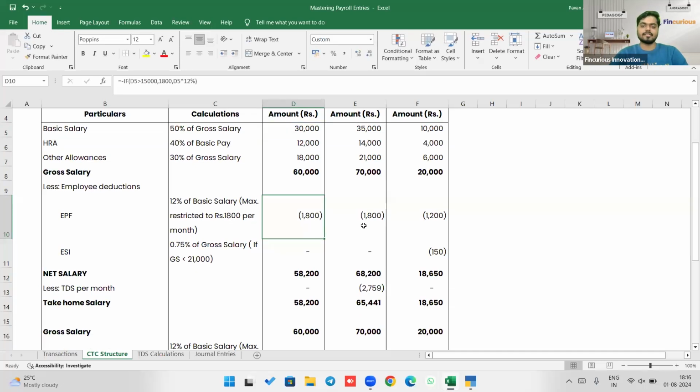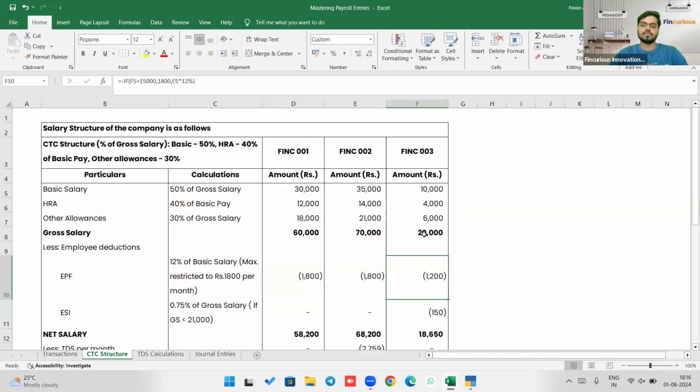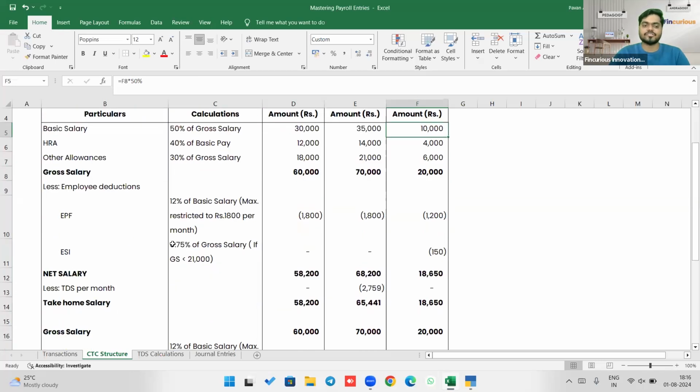So maximum is 1,800 per month. But here it is 1,200 because here the basic salary is only 10,000. So on 10,000, 12% is 1,200. So this is how we calculate EPF deduction.